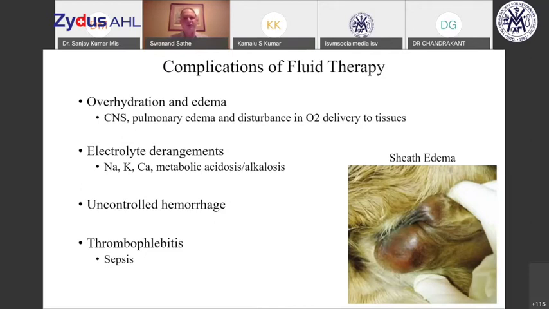Sometimes overzealous fluid therapy can result in hemorrhage. And then, of course, because you have long-term IV catheters inside these foals, you always run the risk of thrombophlebitis and sepsis in these foals.